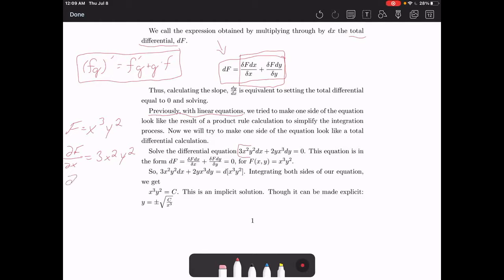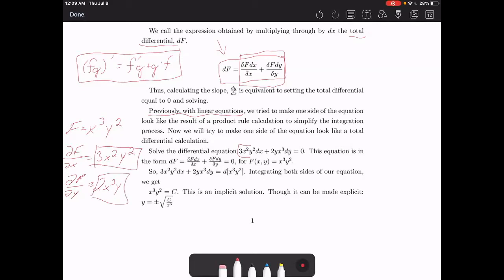And the partial derivative of f with respect to y. Again, that's just the derivative with respect to y, so imagining that x is a constant. So x cubed is just going to remain the same. So we get 2x cubed y. And that's exactly what we have. 3x squared y squared dx plus 2x cubed y dy equals 0.